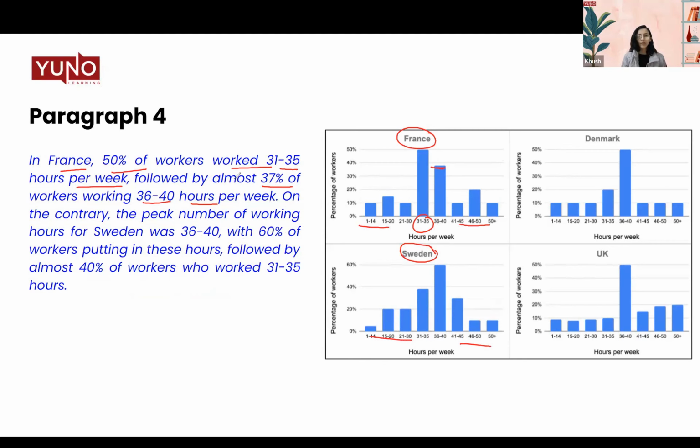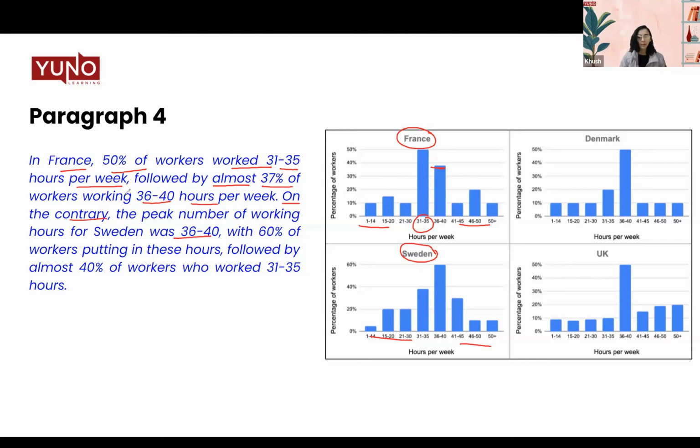You can mention that. Since I mentioned almost, that means I'm not sure of the data, because a lot of times you will not be given the exact value. So make sure that you write approximate or almost next to it. On the contrary, again, another linker, the peak number of working hours in Sweden was 36 to 40.